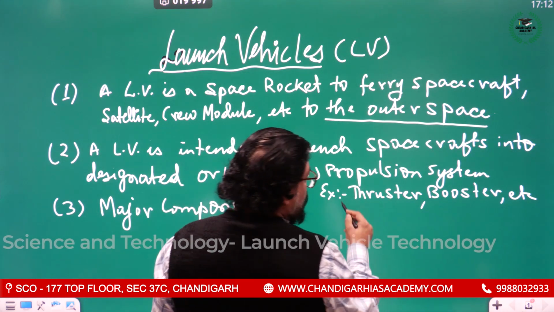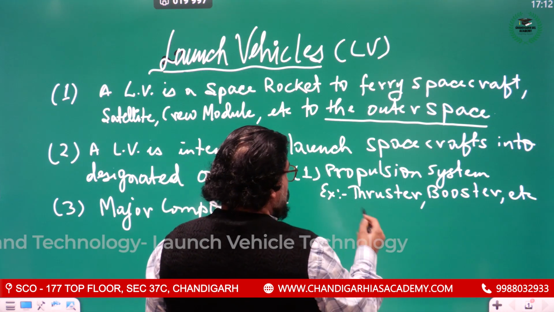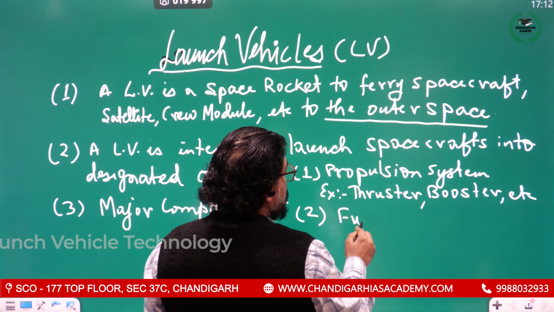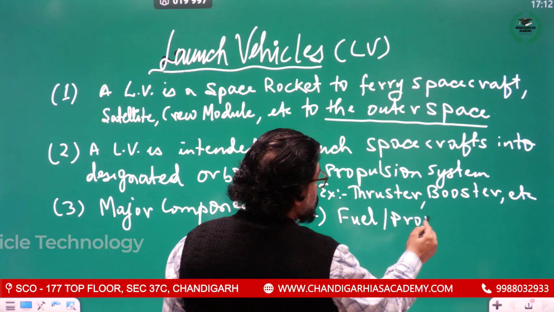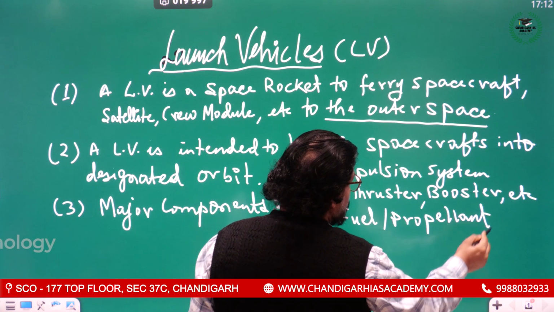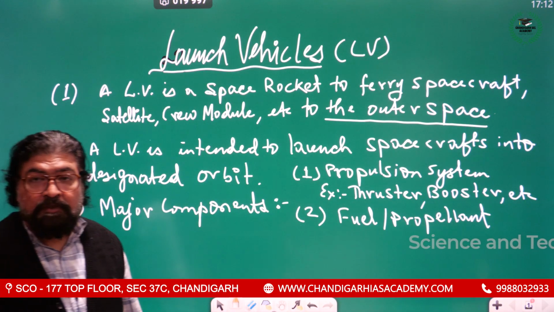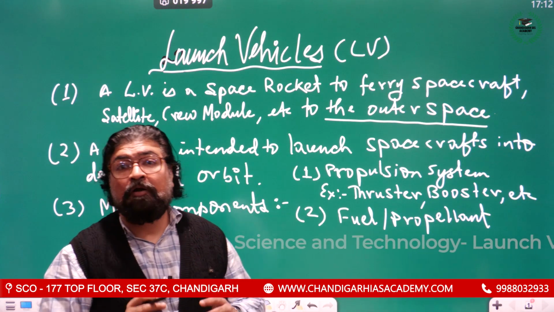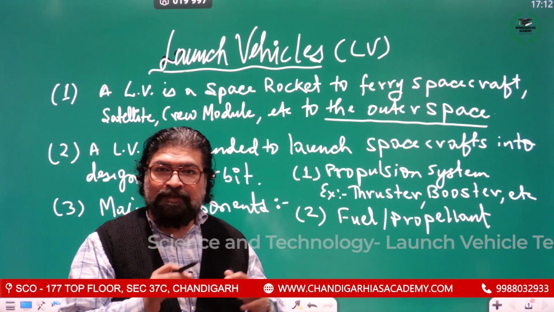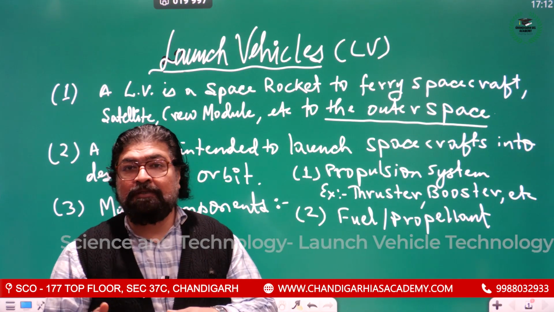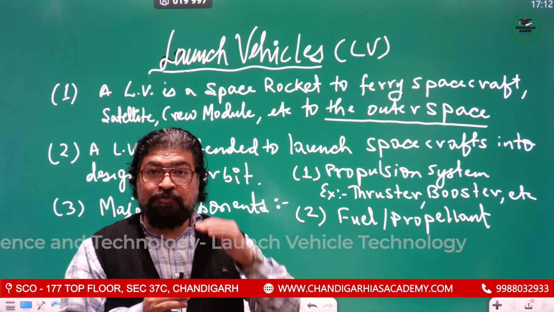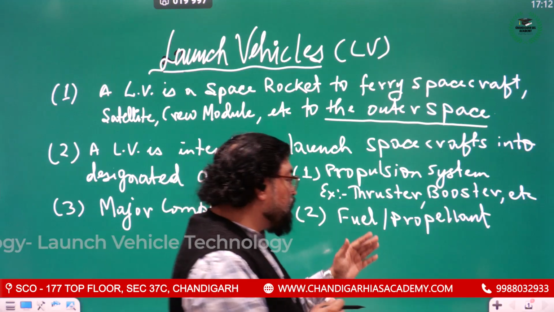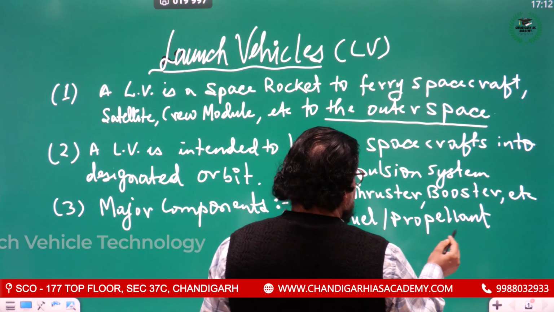Now, depending on the type of engine used, one very important thing required here is fuel, or what you call the propellant. The fuel used can be in solid state or liquid form. In the liquid form we also come across the cryogenic engine, which we are using right now in GSLV Mark II and Mark III in the upper third stage: liquid hydrogen and liquid oxygen. So fuel or propellant is required here.